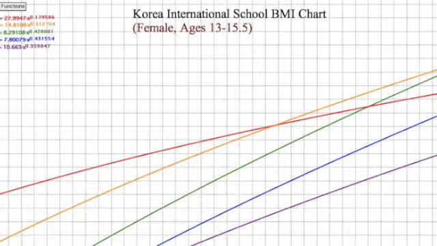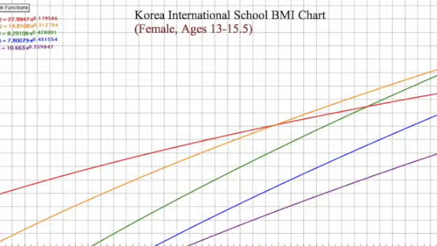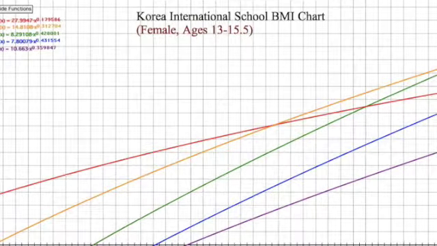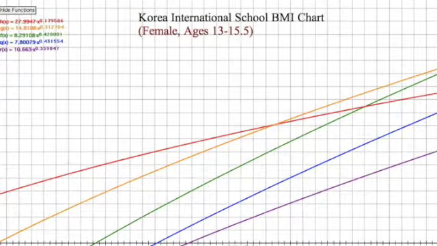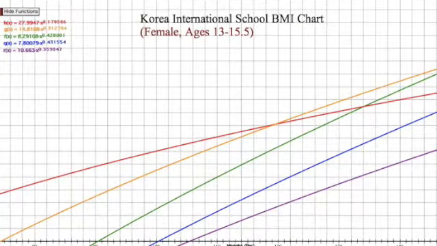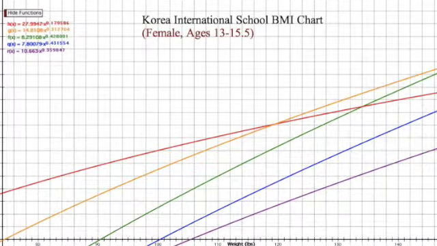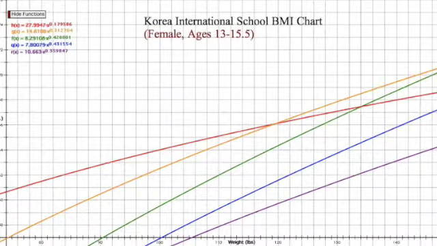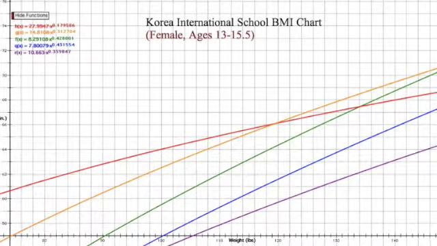Okay, so for girls aged 13 to 15 years and 6 months, there are a few differences. For example, if you look at the red and the orange lines, you can see that they overlap. This is not usual because the taller the student is, the heavier she eventually gets. However, if you see the orange line, which represents students who are heavier than those representing the red line, it eventually crosses the red line. This means that eventually at the same height, those representing the orange line will have a lower weight than those representing the red line, who are supposed to be underweight.